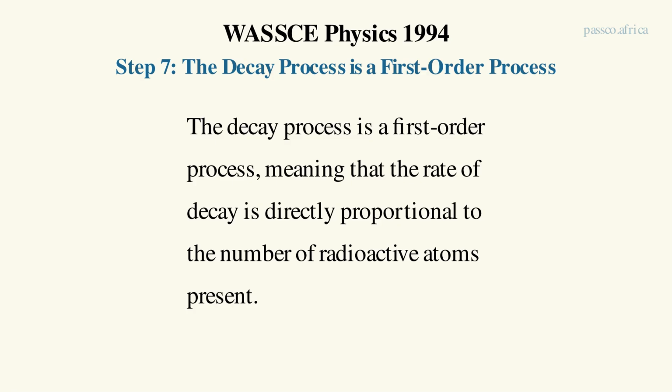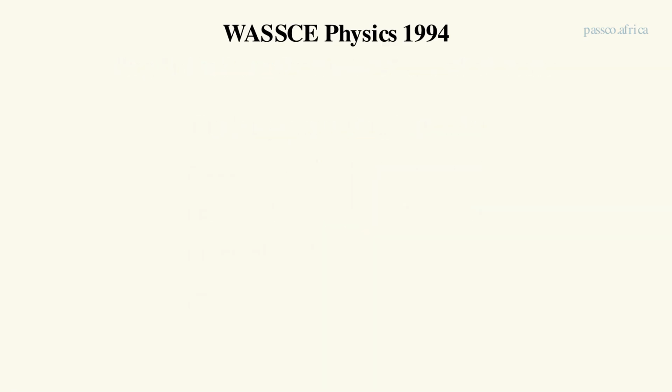The decay process is random. 2. The decay process is independent. 3. The decay process is uniform. 4. The decay constant is constant. 5. The sample size is large enough. 6. The decay process is not affected by external factors. 7. The decay process is a first-order process.